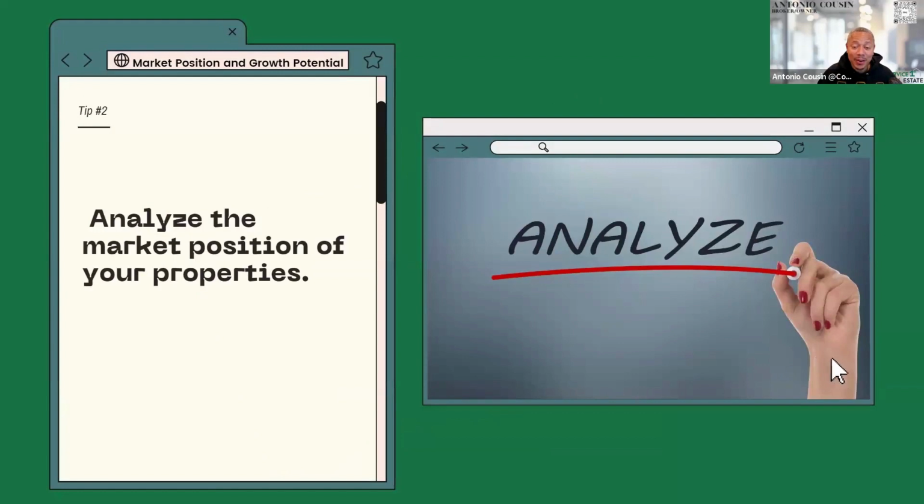All right. So the next thing, market position and growth potential. Are your properties in areas experiencing growth or decline? You want to evaluate local economic indicators such as employment rates, population growth, and upcoming infrastructure developments. You know why? Because that can influence property values and rental demand.